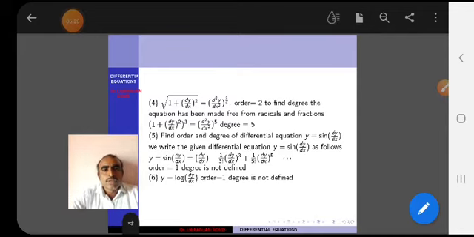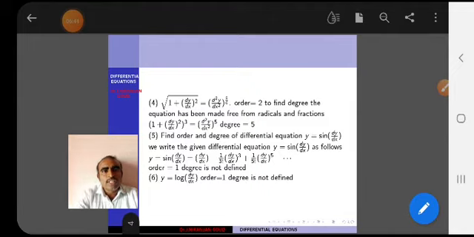Now, here is one more interesting example. Find the order and degree of the differential equation y is equal to sin(dy/dx). To find the order, in this equation we have only the first order derivative, so the order is 1. To find the degree, you write this equation in polynomial form. So you have to expand sin(dy/dx).